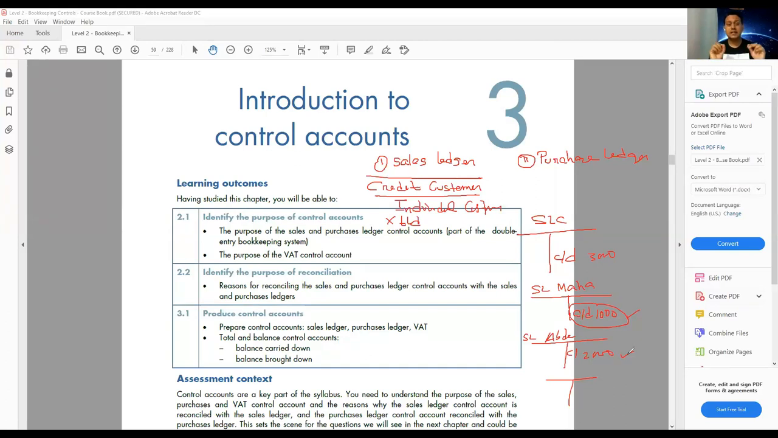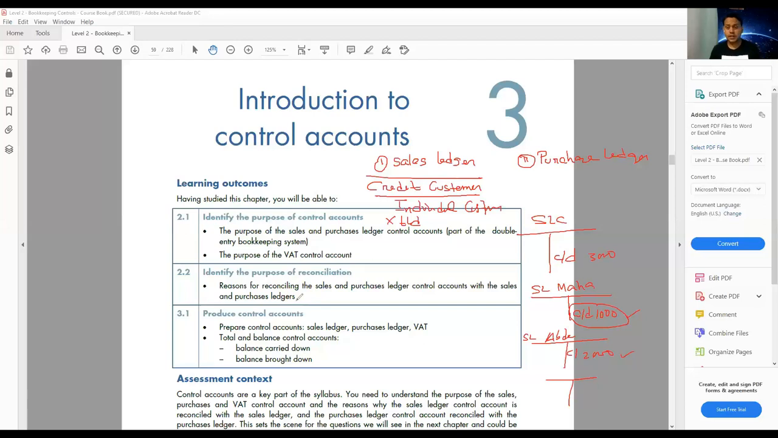But sometimes if I make a mistake, this is possible, my sales ledger and the sales ledger control are not matching. For example, I can do the cross check. Now the cross check is all about how much is the total balance of the sales ledger and how much is the total balance of sales ledger control. So let's talk about that.